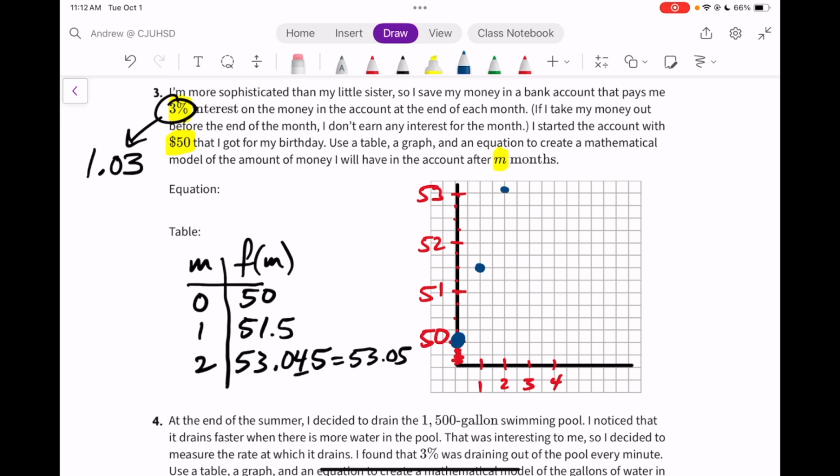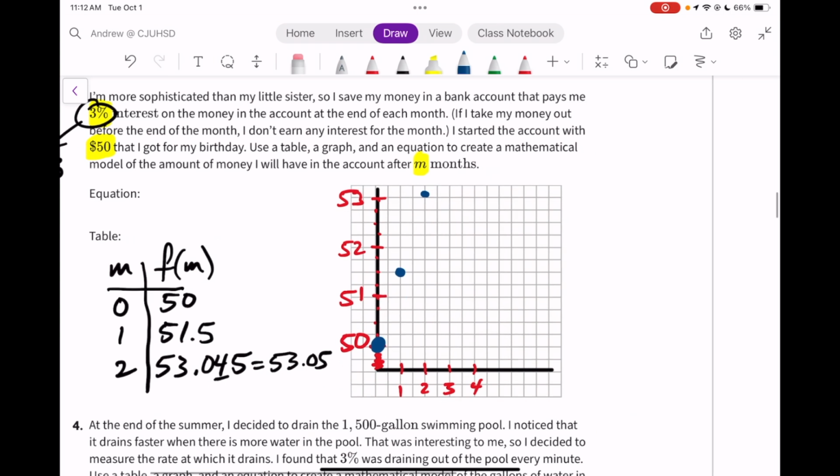Is this a straight line? The answer is no, it's not. But it looks like a straight line. That's because we're zoomed in too far. If you zoom out, like for example, if you put this in Desmos and you zoom out on the function, it's going to look like this. It's definitely going to curve.